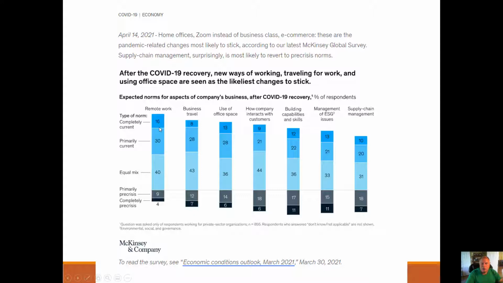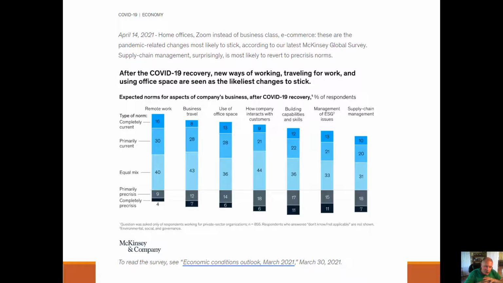16 are going to keep it the way it is completely. 30% primarily current, and 40 will use mix. So these are massive changes that are happening. But the same thing is happening with business travel, how we use office space, how companies interact with customers, how we build capacity and skills, how we manage ESG issues, supply chain management. So there's going to be a lot of change that's already underway.